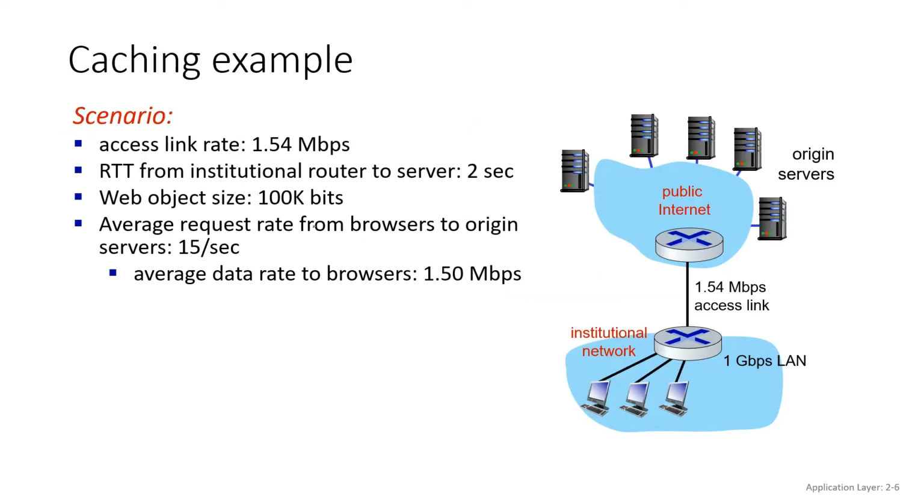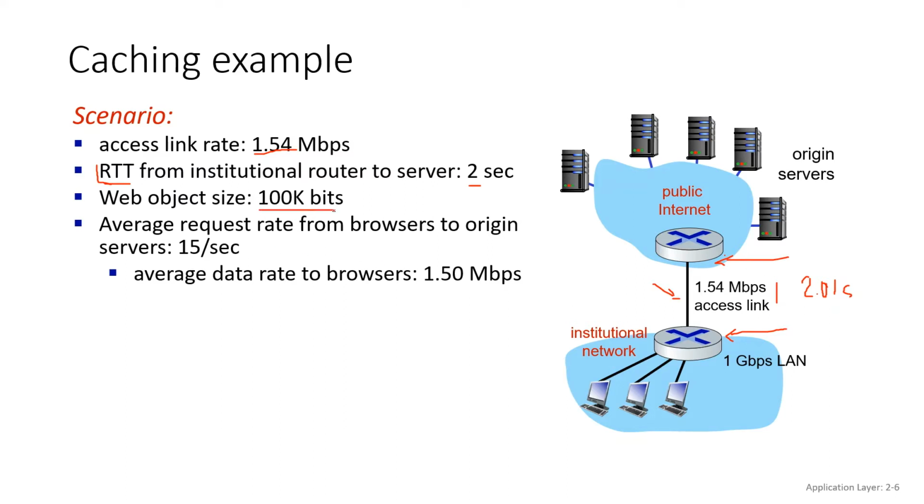A little scenario here. Let's assume that we have an access link rate of 1.54 megabit per second. This is the internet cable that links you or your organization to the main internet, right? The round trip time, or RTT, is the round trip time between this point and that point. It is basically 2 seconds. In most calculations, some people would use 2.01 seconds. To be precise, the internet delay between your institution or yourself and the internet is 2.1 seconds. You can go and Google that.